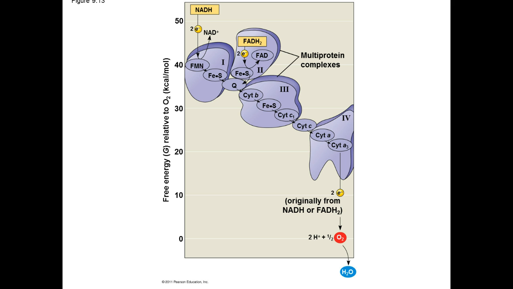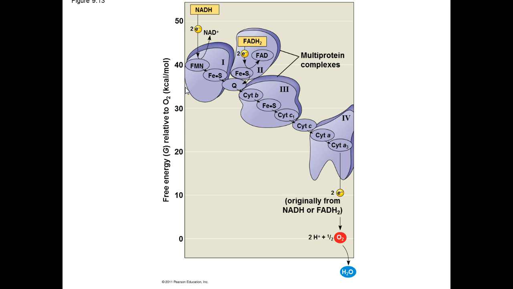So here it shows you the different complexes. What I want to point out here too is the free energy, so they want you to see the free energy go down. The pull of the oxygen down here is really what pulls it down, because oxygen is so electronegative compared to the rest. And here are the different complexes.